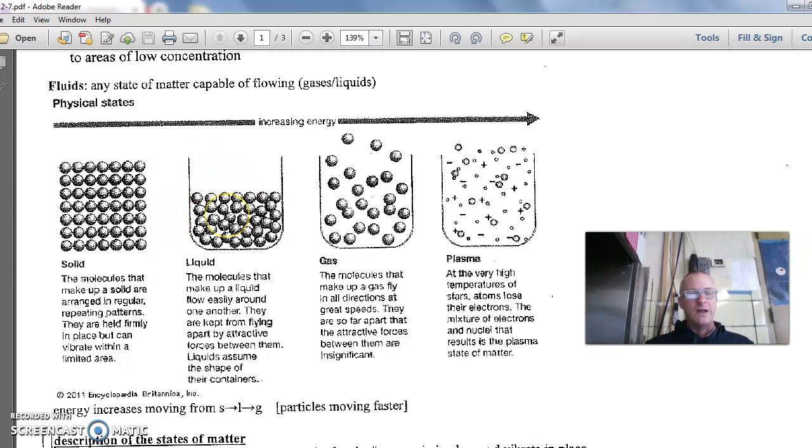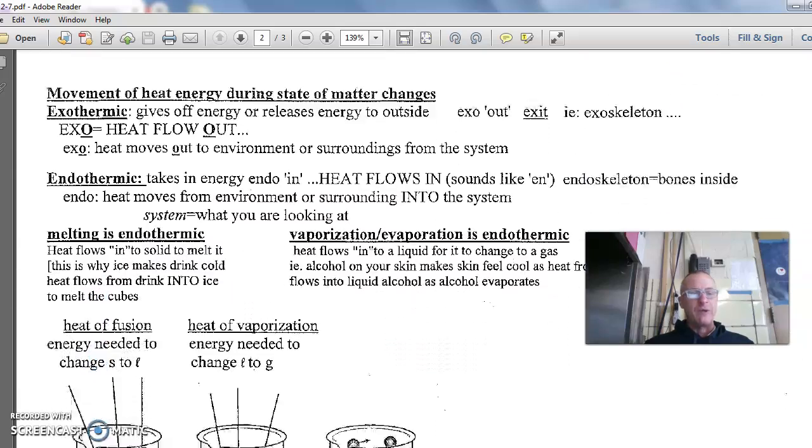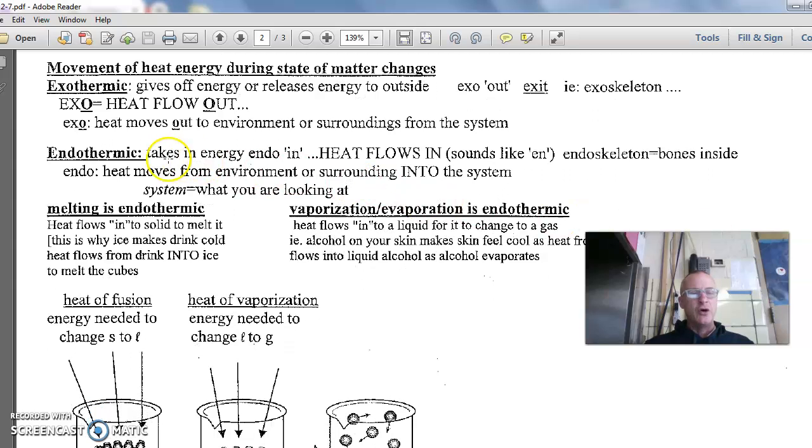If we have a liquid and we want it to undergo evaporation or vaporize into a gas, we would have to add energy in. And if we have a gas and we want to turn it into a plasma, where we would have to get the electrons to fly off the atoms, again, we would have to add energy in. When we add energy in to get that process to occur, it would be called an endothermic process.